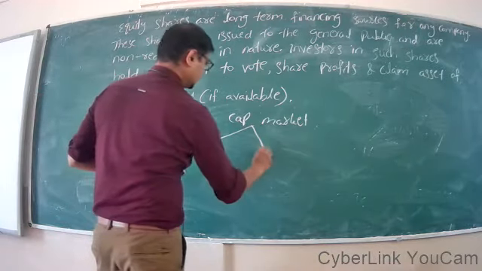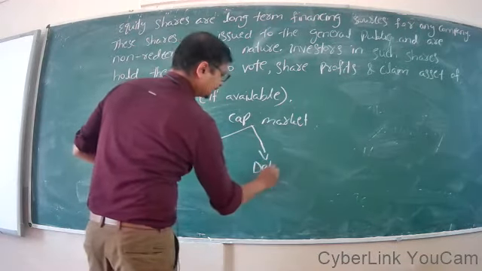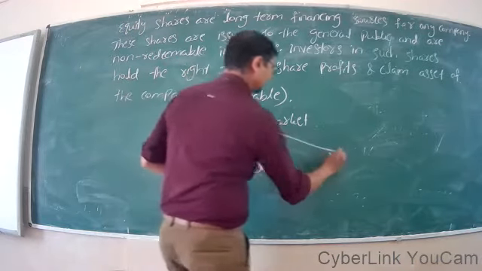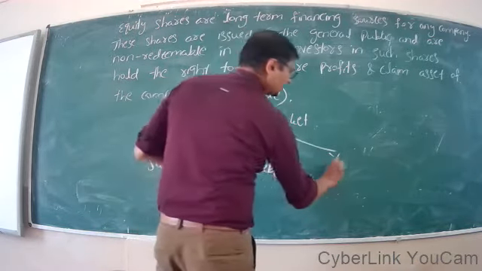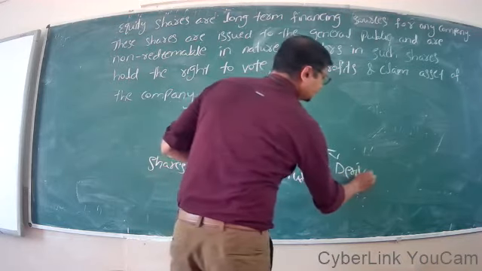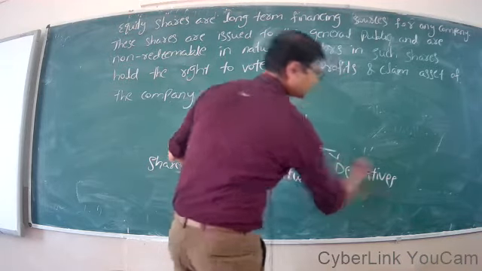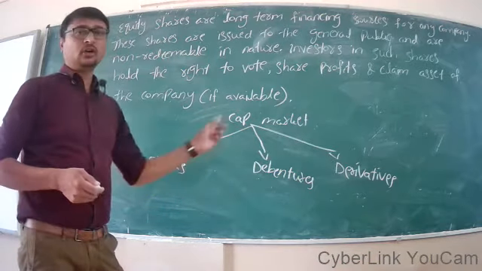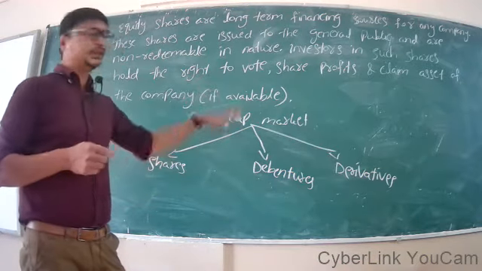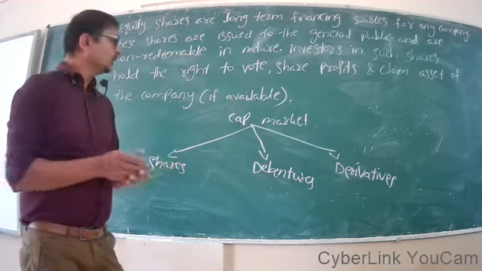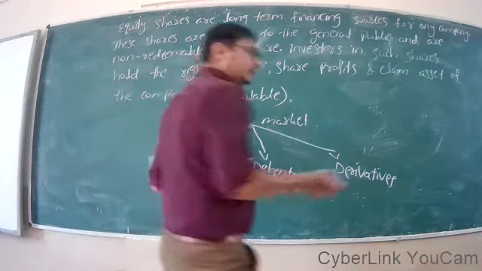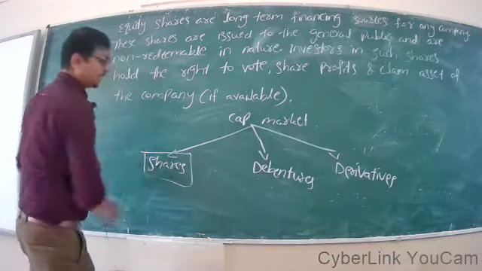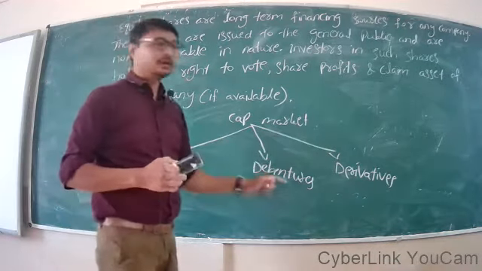shares, debentures, that is creditorship. And one more thing we can say, we will discuss this later, derivatives. Fine. So we are going to discuss all these three major instruments under capital market. First we will discuss shares. Later we will go to debentures.